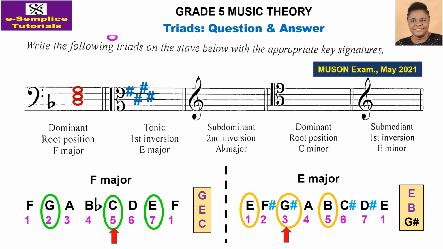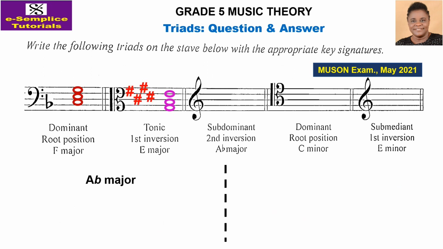So G sharp first. Remember, the sharp is in the key signature. So you don't need to add a sharp to G because it's already G sharp as it is. Then B, then E, and we are good on that question. Let's move to the next question.